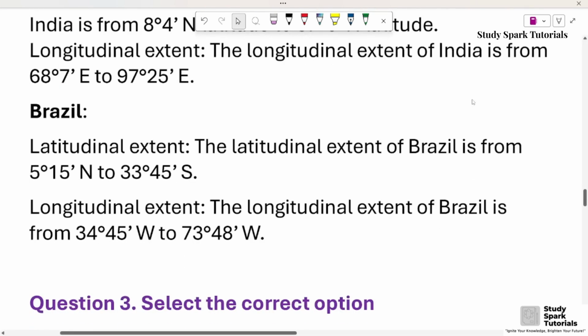Brazil. Latitudinal extent. The latitudinal extent of Brazil is from 5 degree 15 minute N to 33 degree 45 minute S. Longitudinal extent. The longitudinal extent of Brazil is from 34 degree 45 minute W to 73 degree 48 minute W.